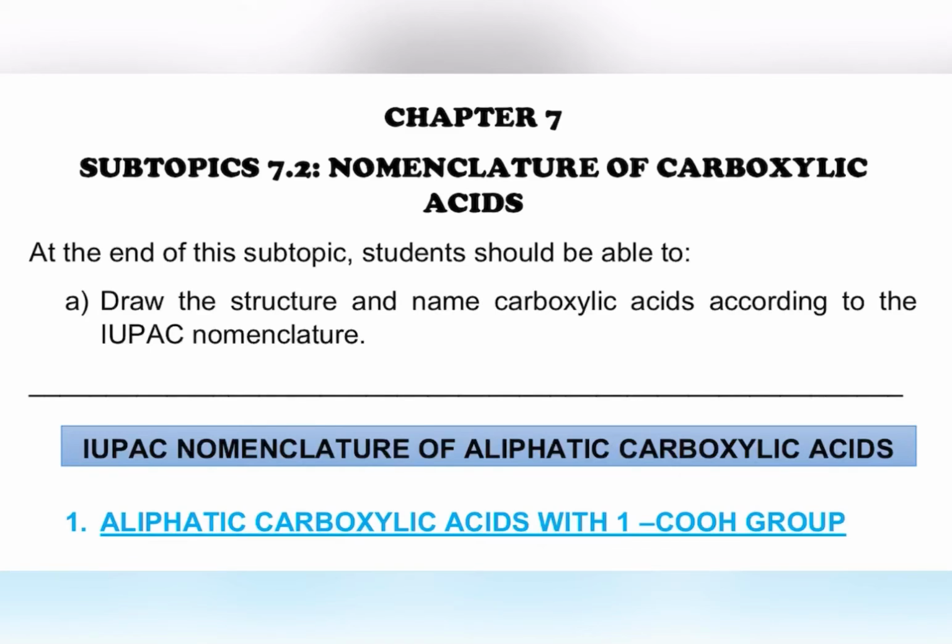Assalamualaikum and hello. I'm going to continue with the next video about nomenclature of carboxylic acid. We are going to learn how to give the name for selected structure of carboxylic acid based on their IUPAC nomenclature. I'm going to start with aliphatic carboxylic acid where we have one carboxyl group.